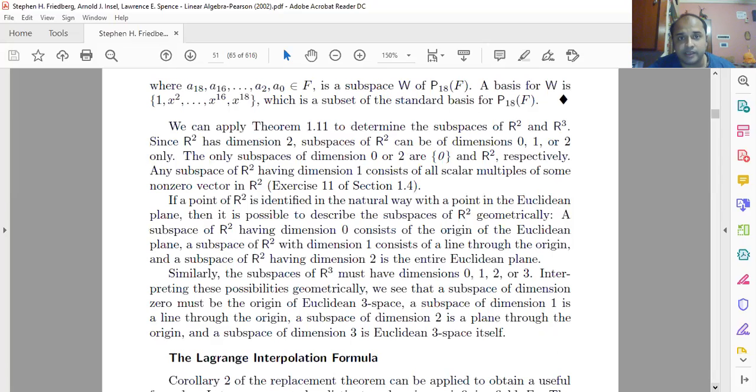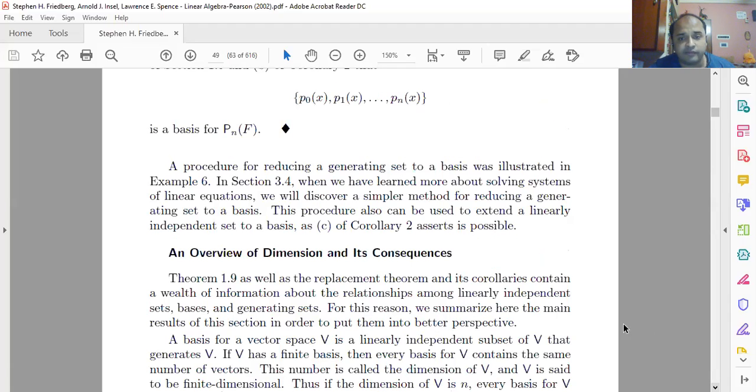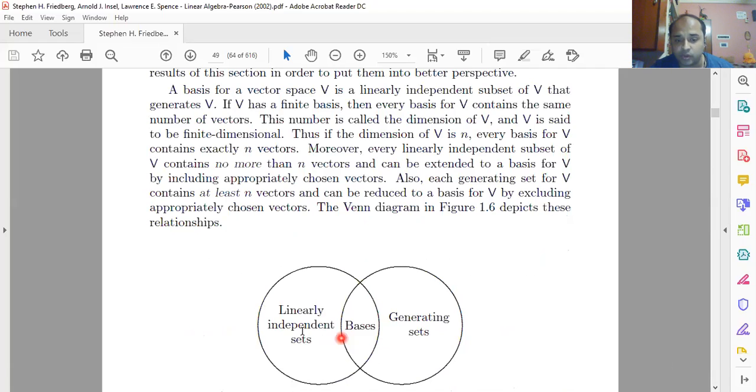This is a very important diagram. Probably you have seen it and thought over it. This is an overview of dimension and basis. On one side you have a linearly independent set. All the vectors present over here are linearly independent vectors. All these vectors generate the vector space. The universal set over here is the vector space.